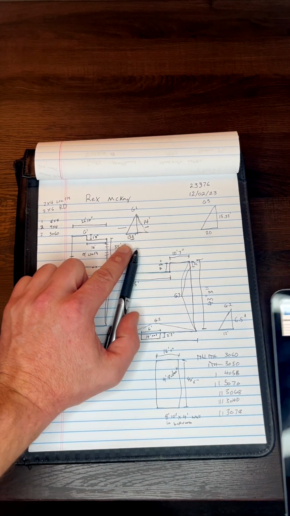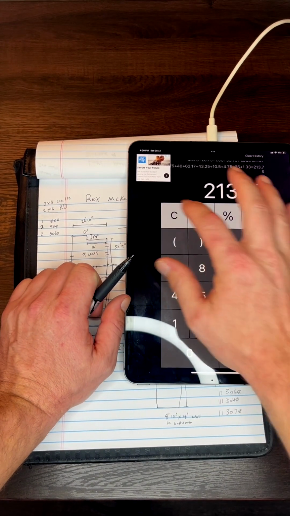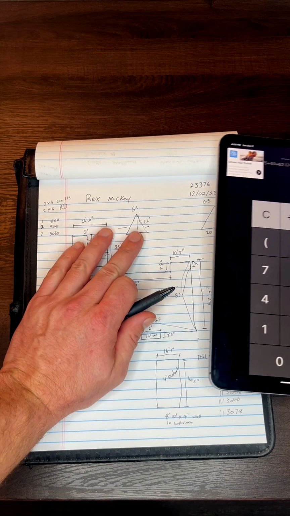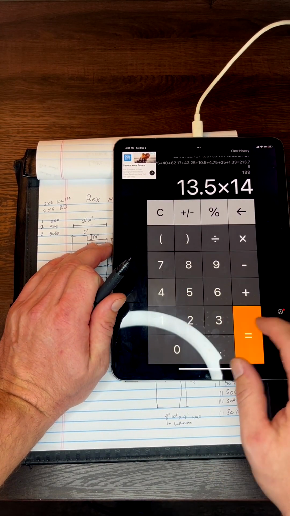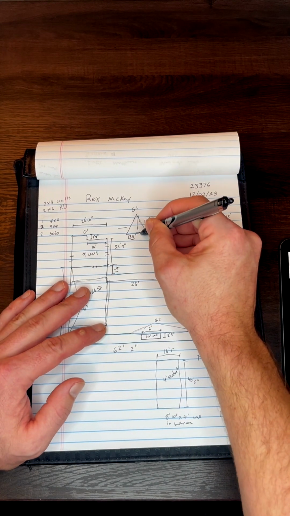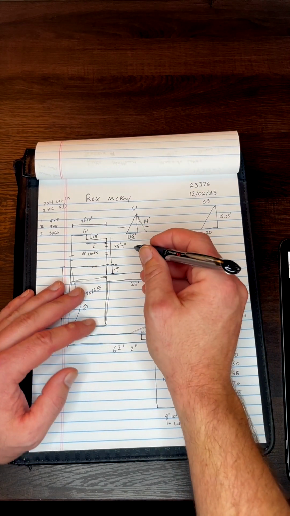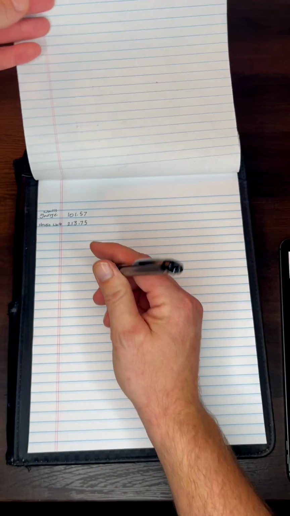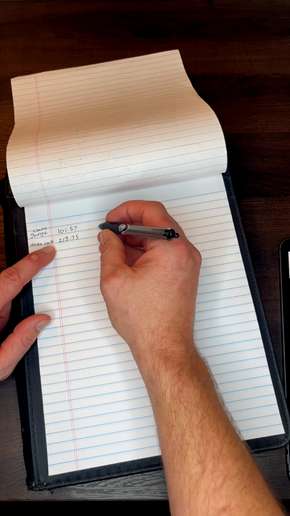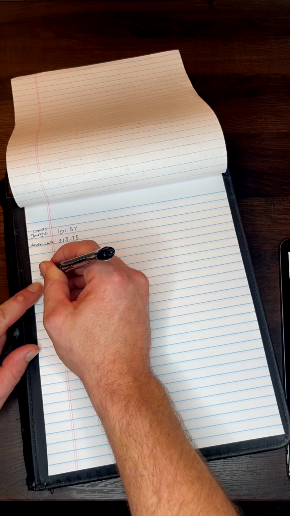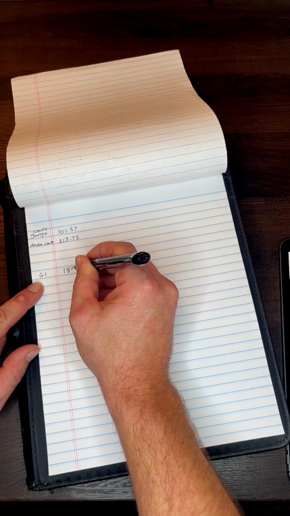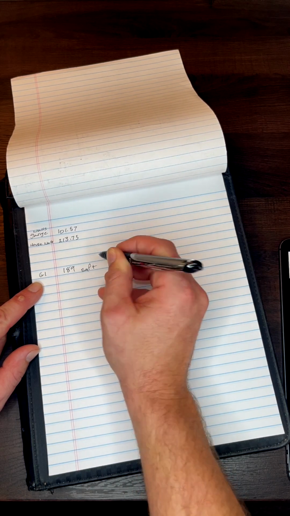13.5 times 14 is 189. So that's going to give us, for the entire gable, 189. So this is not square feet yet, this is just linear feet. Okay. So let's do G1, 189 square feet.